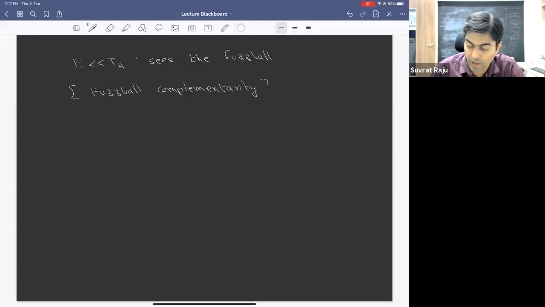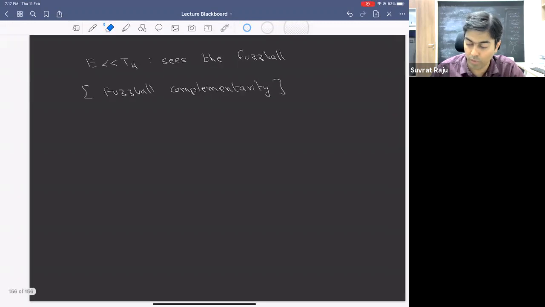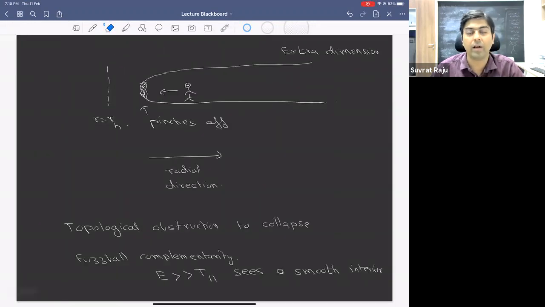Okay? So the idea is that you have this fuzz which lives at the place where this extra dimension caps off, and even though you have this fuzz and even though the extra dimension has capped off, the argument is that if you have an observer who's probing the black hole at high energies, this observer sees a smooth interior, and if you have an observer who probes the horizon at small energies, probes the horizon at large distance scales, then this observer sees all this fuzz that is sitting around here. Okay? So that's the idea of fuzzball complementarity. So you have a fuzzball, but you also don't have a fuzzball for some kinds of questions.